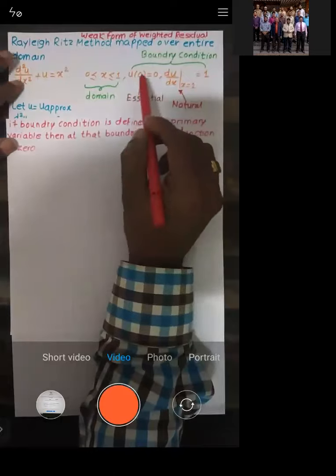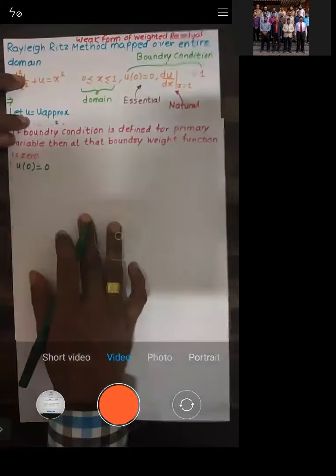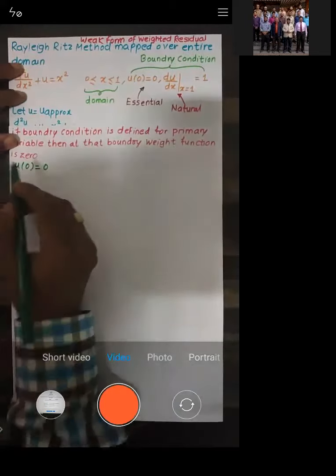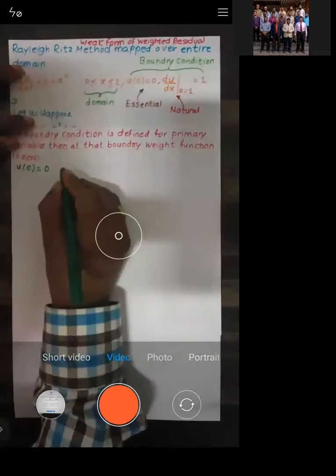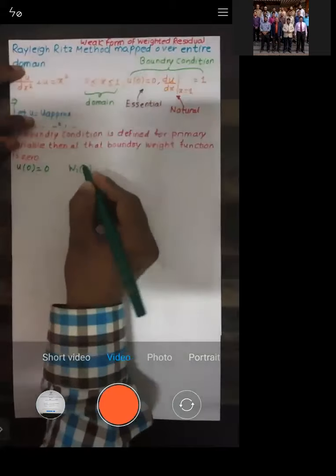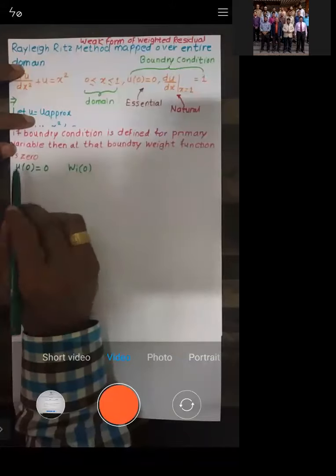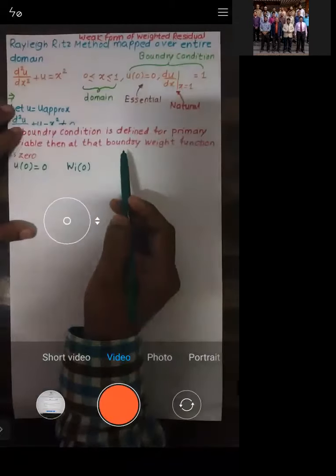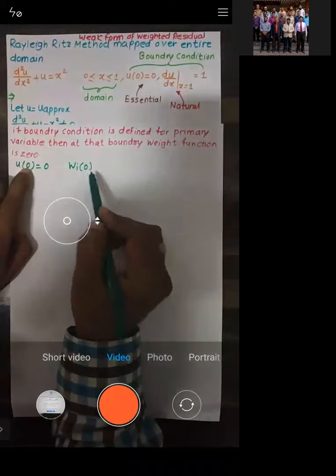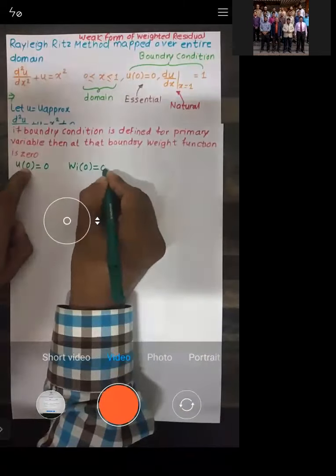Just see the first boundary condition: u when x is 0 is equal to 0. This is a boundary condition defined in terms of primary variable, because u is a primary variable, right? So then the weight function when x is 0, try to understand. See, u at x equal to 0 is 0, and this boundary condition is defined in terms of primary variable. So what is written? At that boundary, the weight function is 0. So the weight function at x equal to 0 is equal to 0. Try to understand.